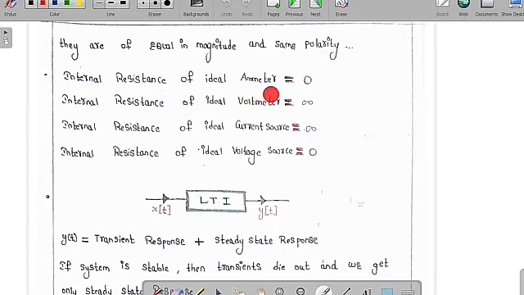Internal resistance of an ideal ammeter is 0. Basically, the internal resistance of an ideal ammeter is 0, the internal resistance of an ideal voltmeter is infinity, the internal resistance of an ideal current source is infinity, and the internal resistance of an ideal voltage source is 0. It's a very important point here.